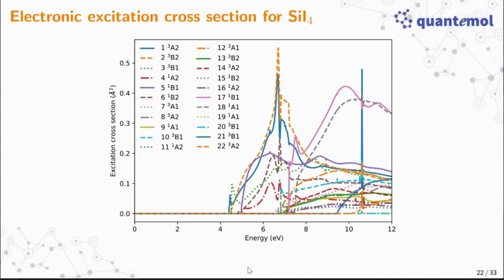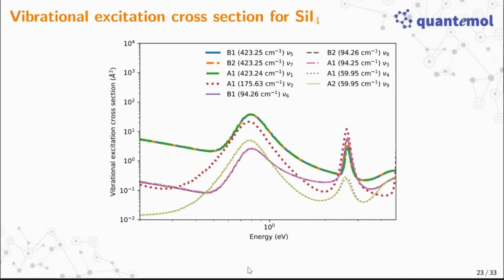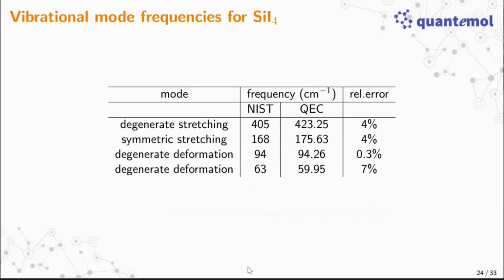So you're able to calculate all of these things, which is very encouraging. Again, I calculated the vibrational excitation cross sections with the system. Again, it all looks reasonable with some resonance structure there, and the vibrational frequencies could be compared with data from NIST, various modes. Relative errors, again, a few percent, even for the very low magnitude degenerate deformation, 63 centimeters, just a few percent out. So this all looks very encouraging for these two systems.